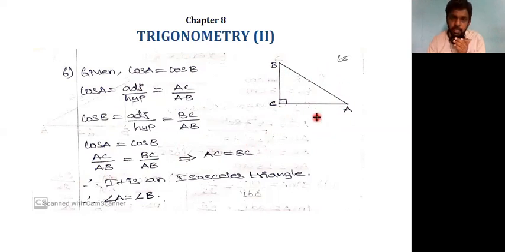So since two sides are equal, we can say this is an isosceles triangle. So the base angles of this isosceles triangle will be equal. Since these two sides are equal, the angle which is opposite to this side and the angle which is opposite to this side will be equal, which means the angle opposite to AC, angle B, and the angle opposite to BC, angle A, will be equal. So since it is an isosceles triangle, angle A and angle B are equal. We have proved that angle A is equal to angle B. Hence proved.